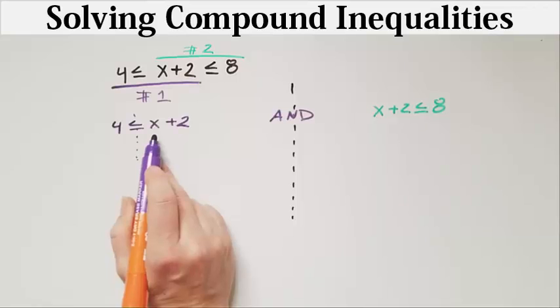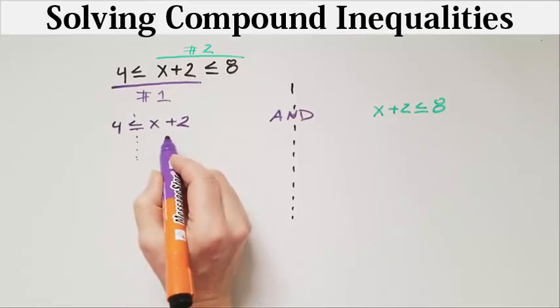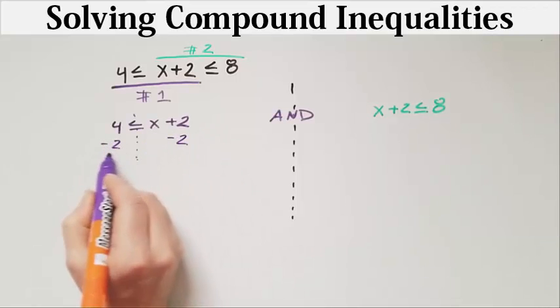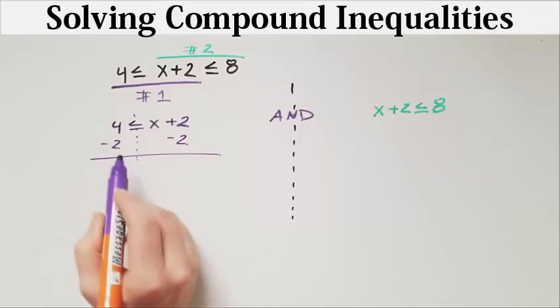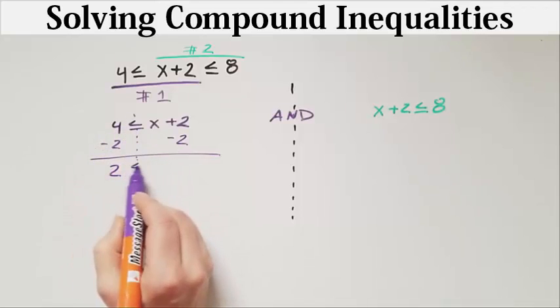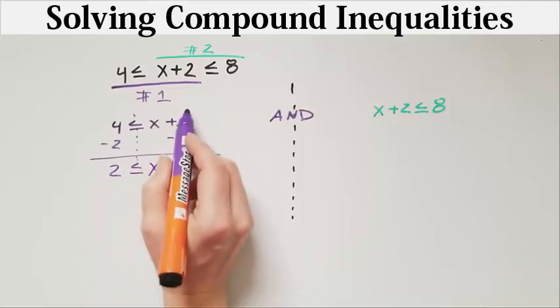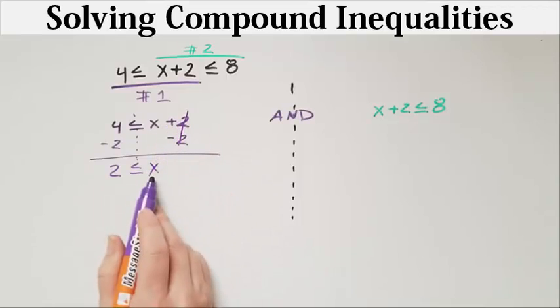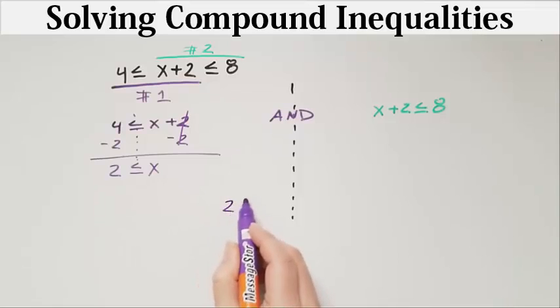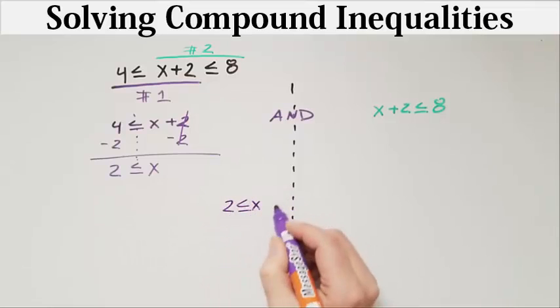So going over here, I needed the x to be by itself. I need the x to be alone. You pair this positive 2 with a negative 2 to make it disappear. 4 minus 2 is 2. I didn't do anything with this symbol. X is still there. A positive 2 minus 2 is 0. So I am graphing 2 is less than or equal to x.